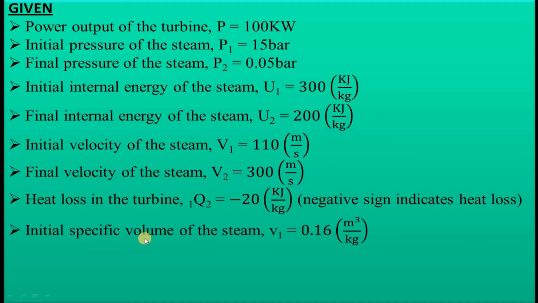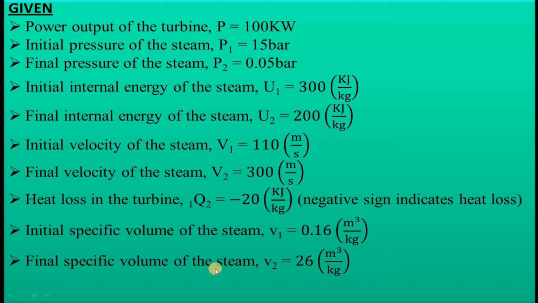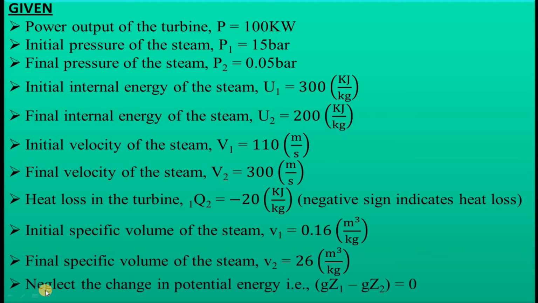Ninth, initial specific volume of the steam is 0.16 meter cube per kg which is taken as small v1. Tenth, final specific volume of the steam is 26 meter cube per kg and it is taken as small v2. Eleventh, neglect change in potential energy, which means gz1 minus gz2 is equal to 0.